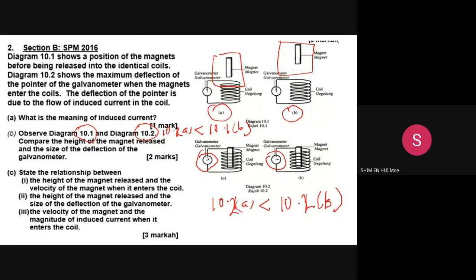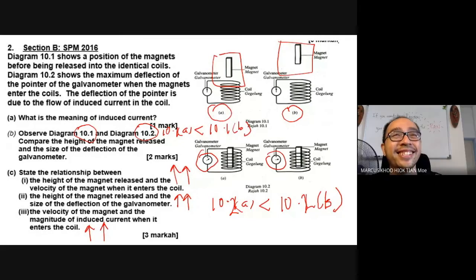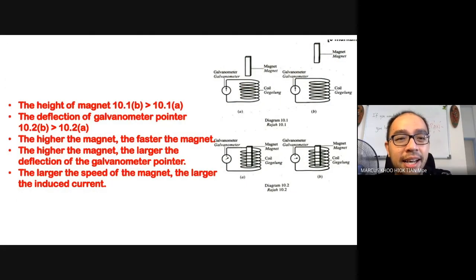The greater the height of the magnet release, the greater the velocity of the magnet when it enters the coil. The bigger the height of the magnet release, the bigger the size of the deflection of the galvanometer. The greater the velocity of the magnet, the greater the magnitude of induced current when it enters the coil. So the higher... Okay, so this is the one that I met, 10.1B and 10.1A. This is 10.2B and 10.2A.